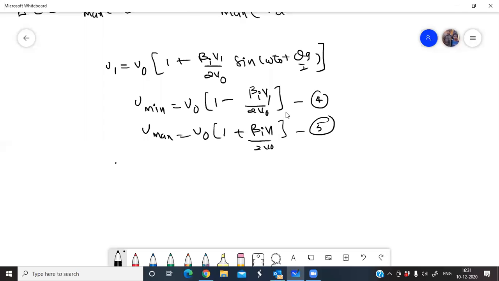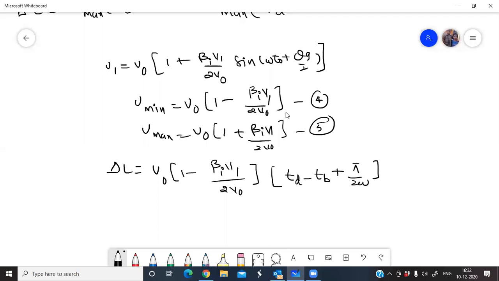Then you will get the distance delta L equal to V naught into (1 minus beta I V1 by 2 V naught) into (TD minus TB plus 2 pi by omega). Simplify this. After simplifying, you will get the answer as V naught into (TD minus TB). You can simplify later.